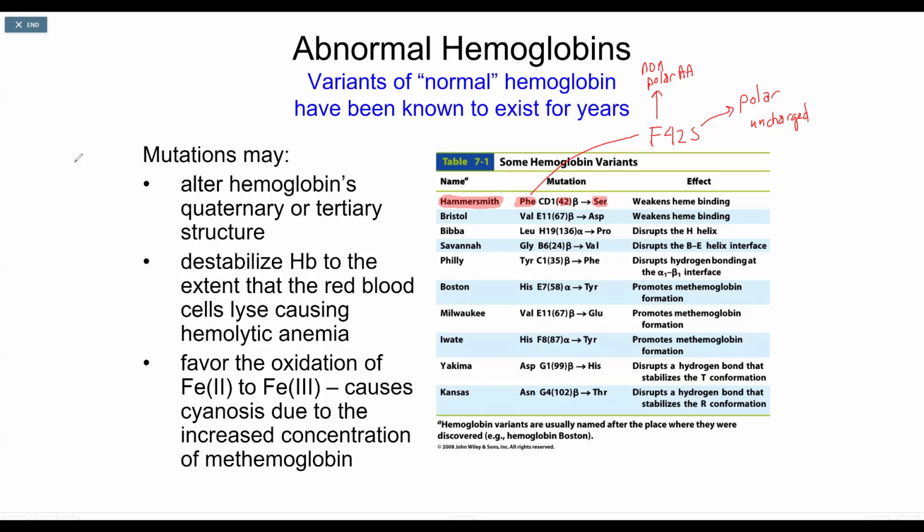Phenylalanine is going to love to participate in hydrophobic interactions, whereas a polar uncharged residue like serine is more than likely going to participate in hydrogen bonding. Now, the implications of this and all of your other mutations vary quite a bit. This Hammersmith mutation weakens heme binding. That's not talking about the oxidation state of the iron, but instead the association of the heme prosthetic group with the hemoglobin protein. Now, if we continue looking at some of these other ones, let's go with the Milwaukee mutation.